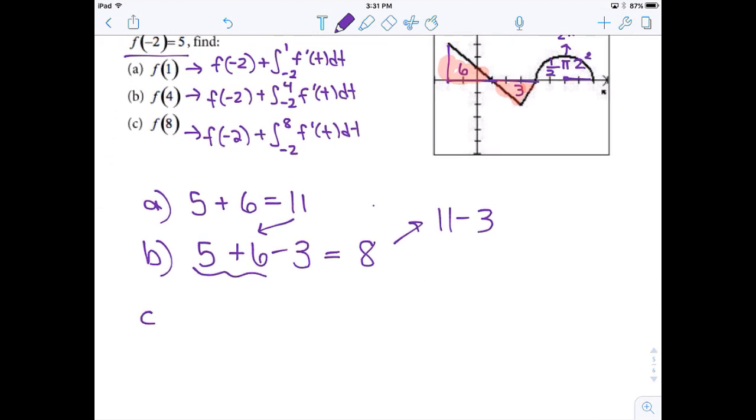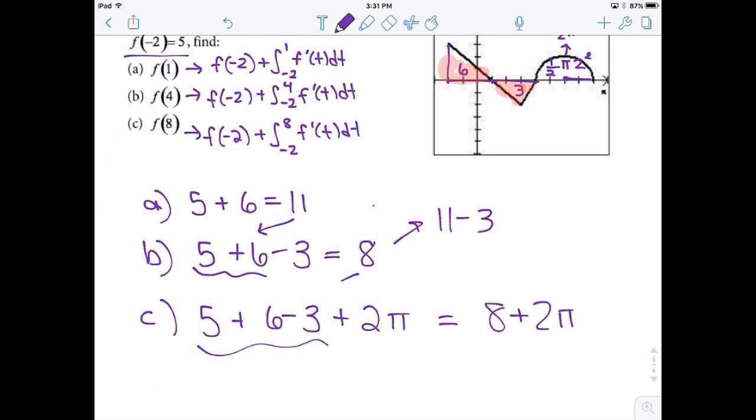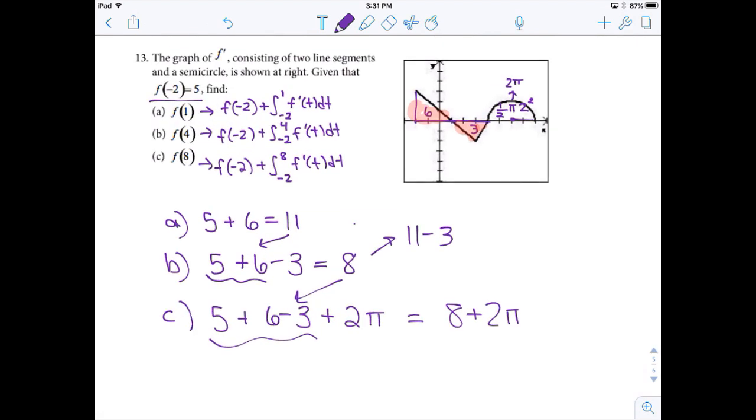And then C would be 5 plus 6 minus 3 plus 2 pi. And notice that's 8 plus 2 pi. The 8 just comes from that up there. So you don't need to sort of reinvent the wheel on each of those steps. But just showing you in case maybe you weren't built up to that level.